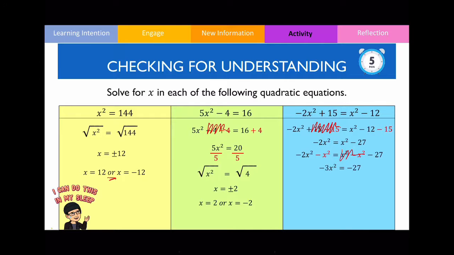Therefore, I'm going to get negative 3x squared is equal to negative 27. Divide both sides by negative 3. And then apply the square root on both sides. Therefore, x is equal to positive or negative 3 as my answer.